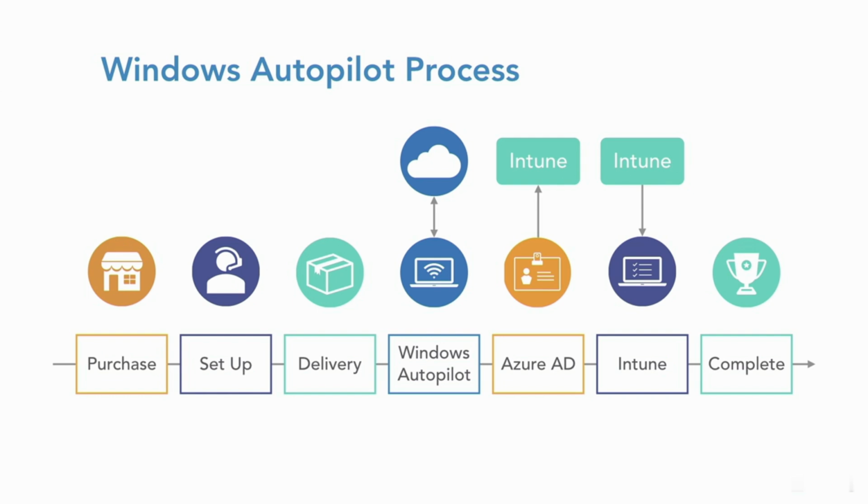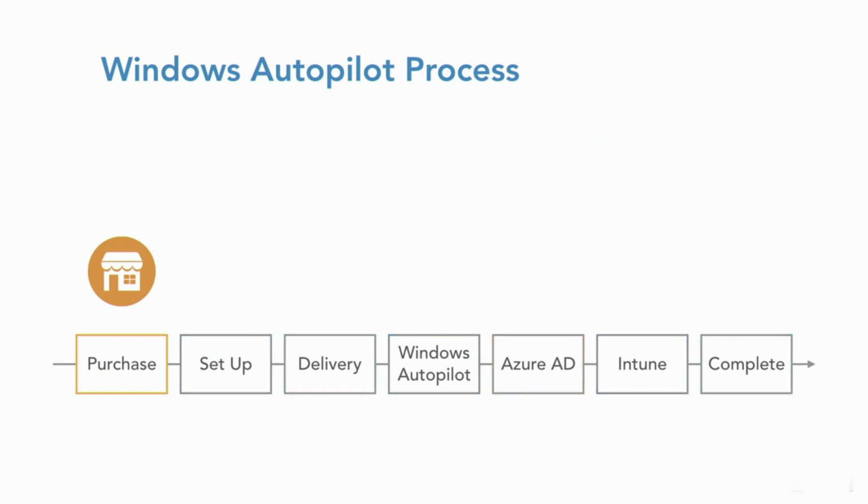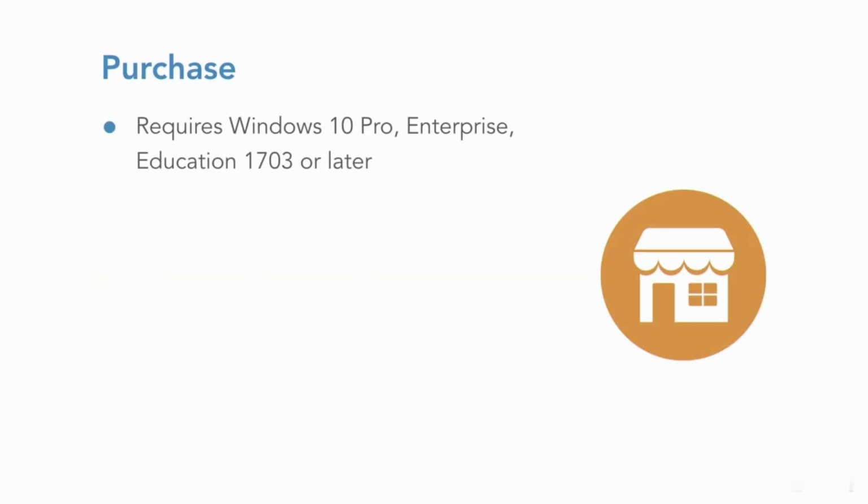On screen, you can see a pictorial representation of the Windows Autopilot process. It starts with the purchase of a device, where we then extract the hardware ID, and it reaches the end of the process with the device being set up, configured, and ready for the user to use. The process begins with devices being purchased, and Windows 10 is already installed by the manufacturer. Windows Autopilot will only work with Windows 10 Pro, Enterprise or Education version 1703 or later.